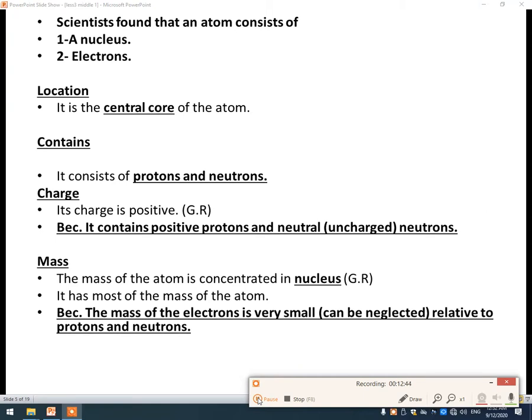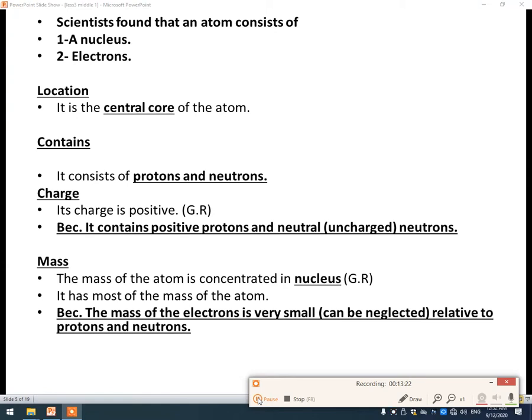It's a rule for you, don't forget it: the protons are always positively charged. All the protons are positively charged. And what about the neutrons? Neutrons are not positively charged and not negatively charged. So what will it be? It will be neutral. What does neutral mean? It's not positive and not negative. Neutral means zero. It doesn't carry any charge.